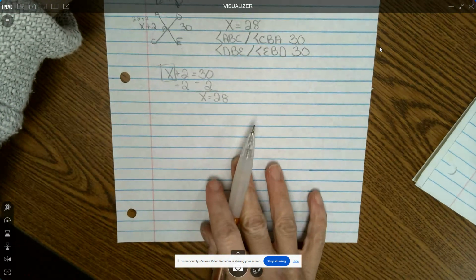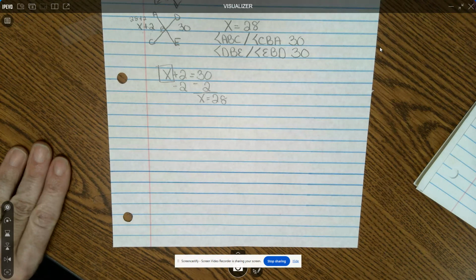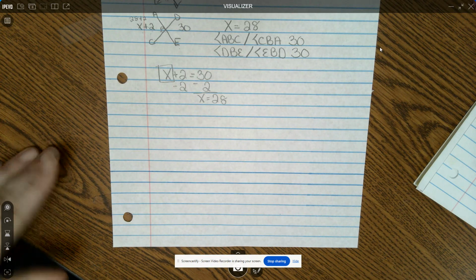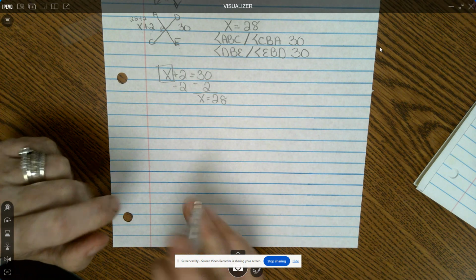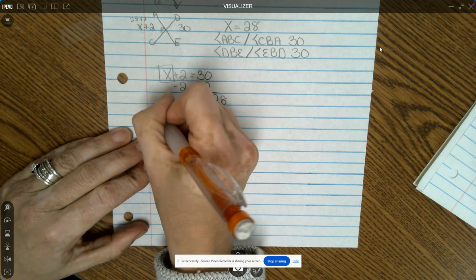All right. So vertical angles, they equal each other. You set it up with your equation as it equaling each other. Don't make it plus 90 or equal to 90. Don't make it equal to 180. It is what it is. Don't overthink it. All right. So we have adjacent angles.